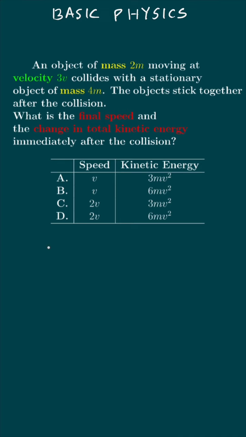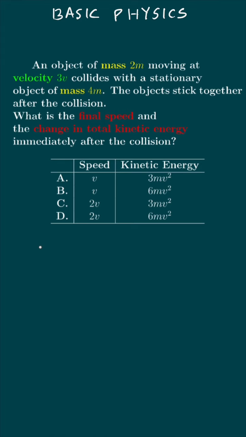An object of mass 2m moving at velocity 3v collides with a stationary object of mass 4m. The objects stick together after the collision. What is the final speed and the change in total kinetic energy immediately after the collision?